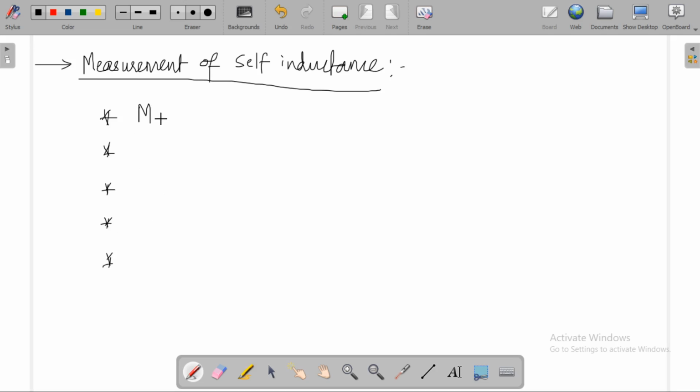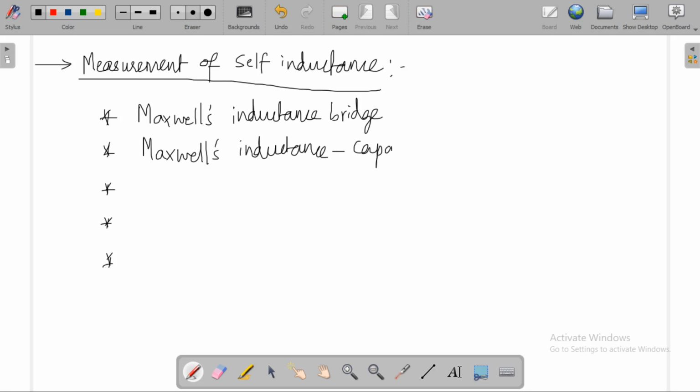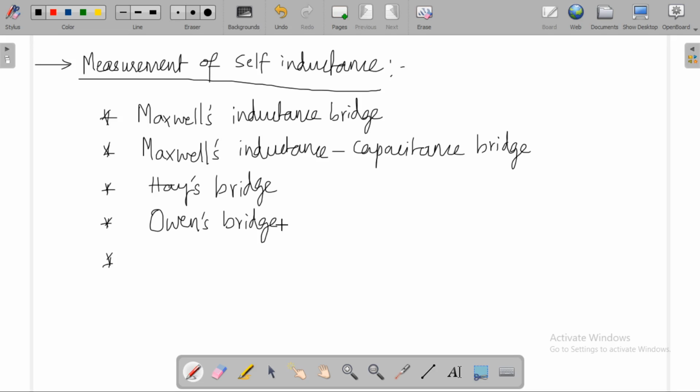Maxwell's inductance bridge, Maxwell's inductance capacitance bridge, Hayes bridge, Owen's bridge, Anderson's bridge. These bridges can be used for the measurement of self-inductance.